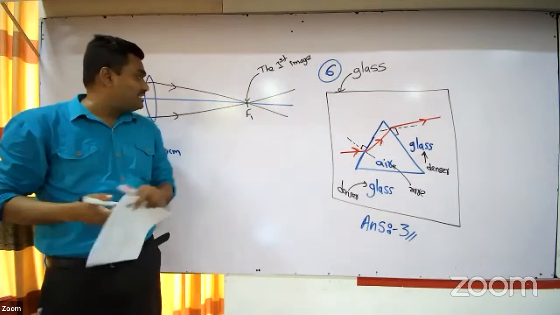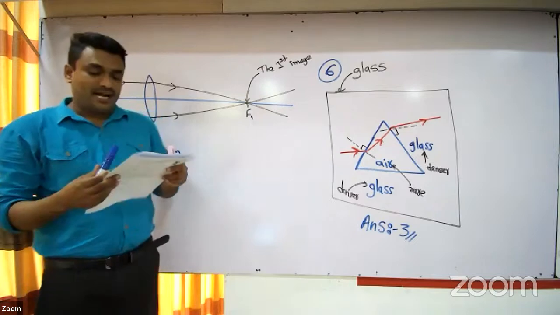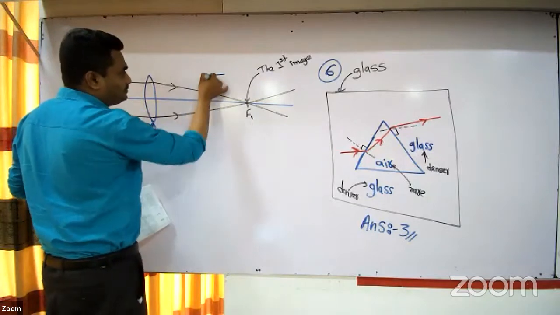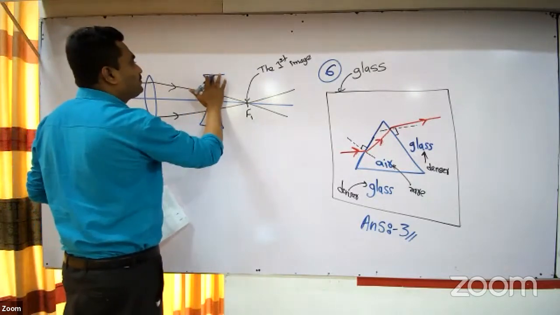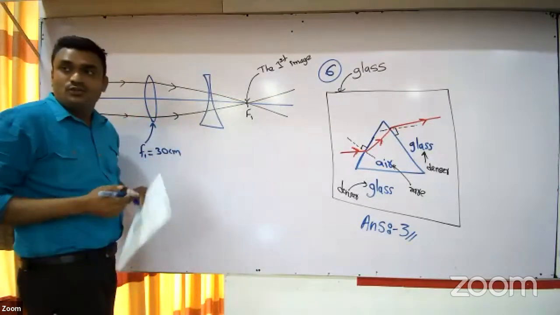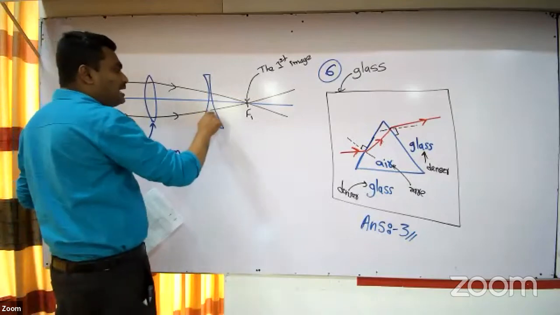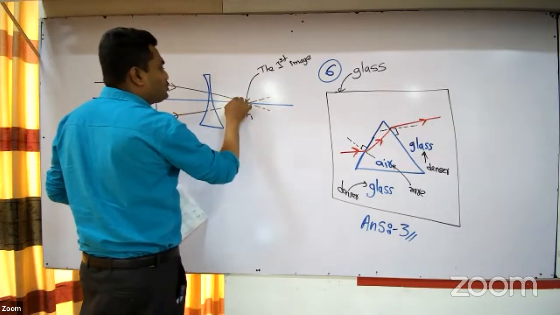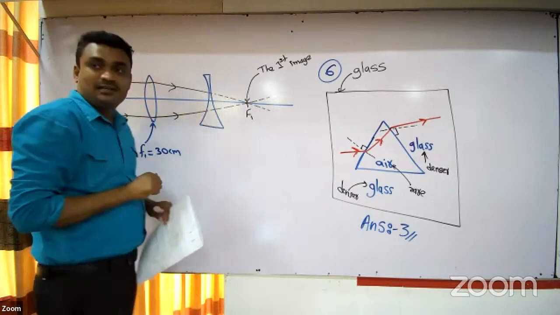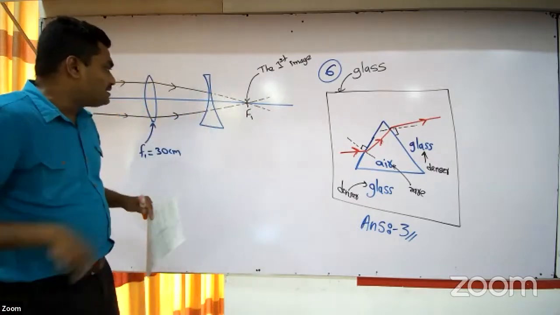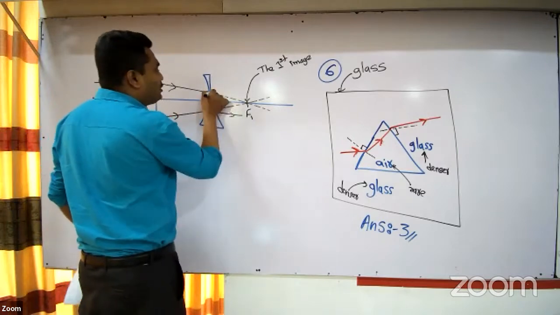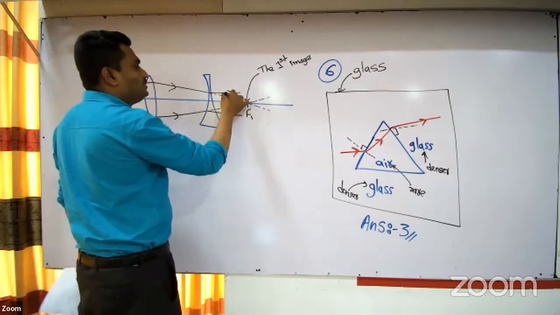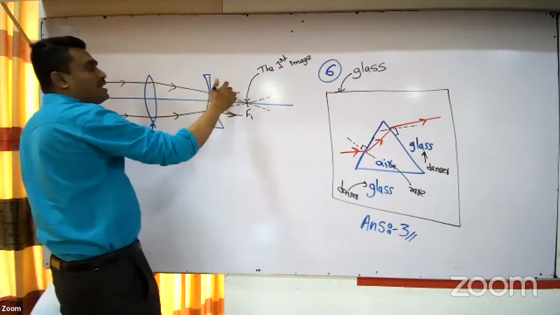The first image is acting as an object for the diverging lens. There is a diverging lens somewhere here. What does the diverging lens do? It does not allow the light rays to meet on the F1 point. The divergent lens sends the light rays parallel to each other. This is what the divergent lens does. Can you understand? So it gets a narrow parallel light beam.